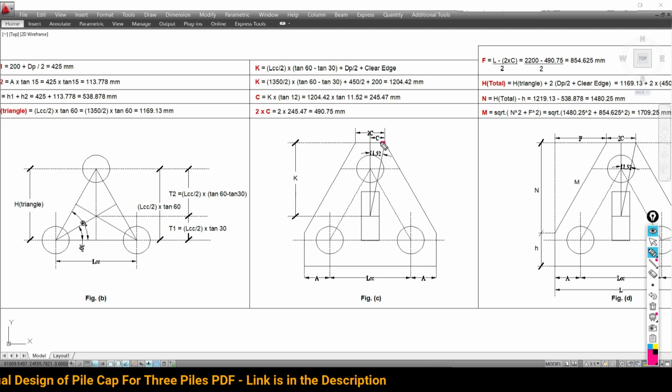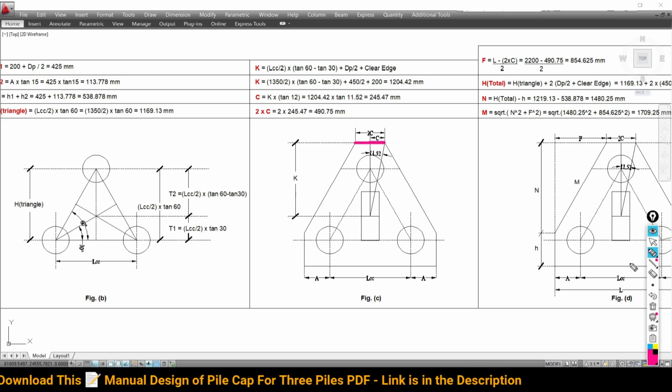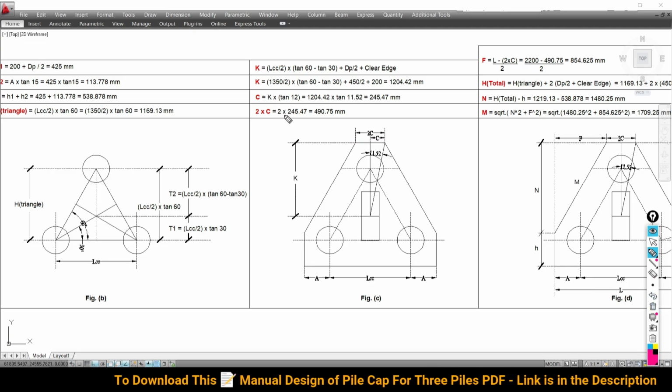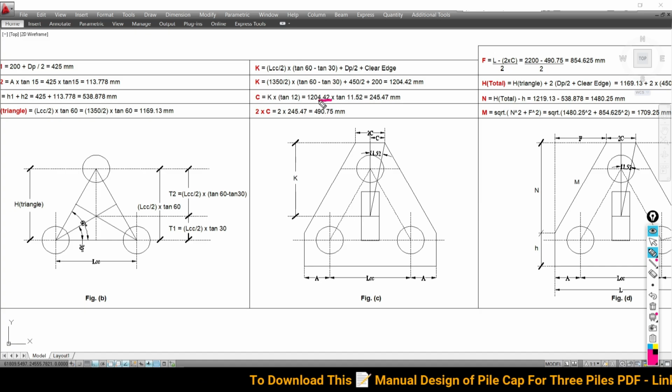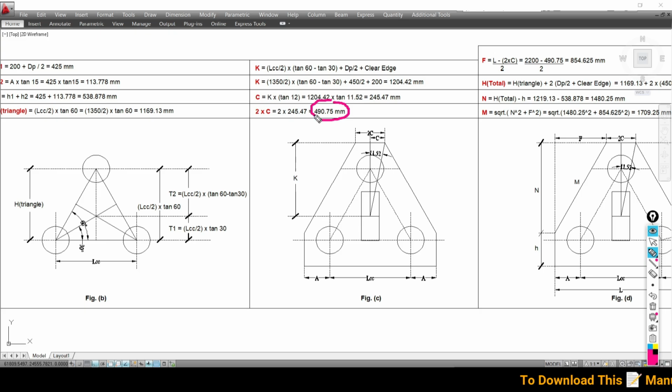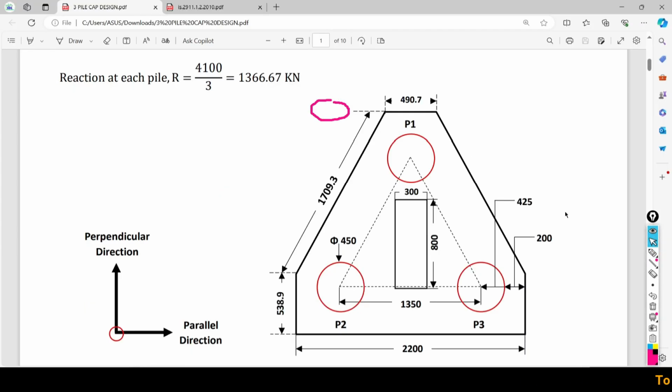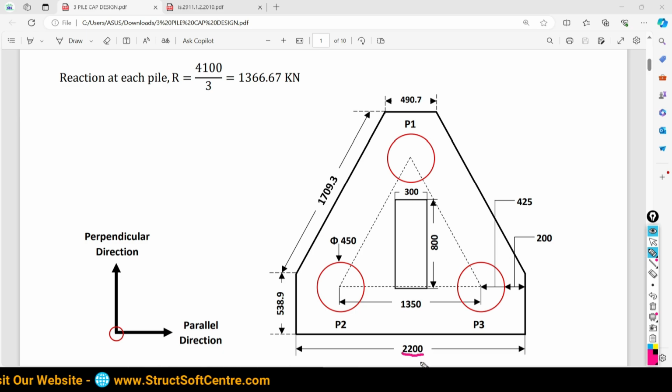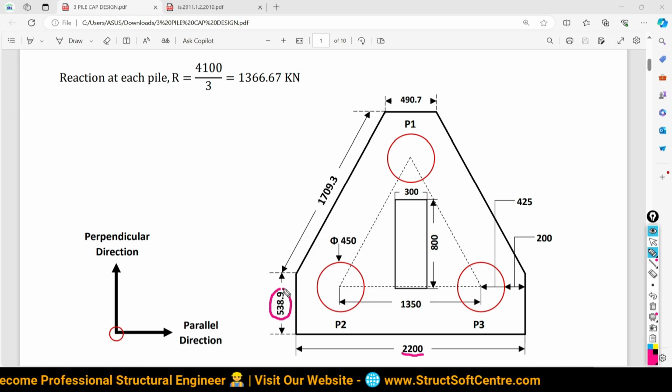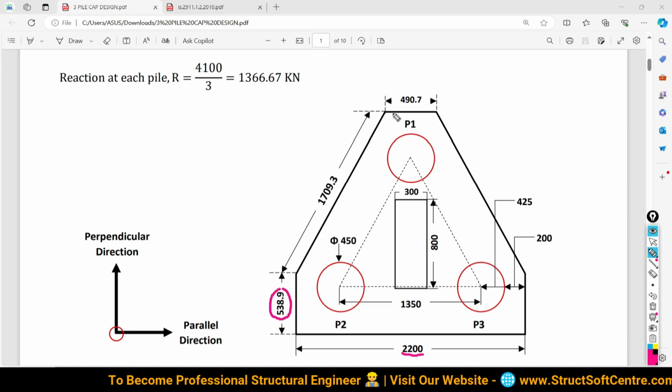Now the total edge distance is nothing but twice this C, so 2C. 2 times 245.47 becomes 490.75 in mm. So this value we are going to put in our calculation as 490.7. Up to now we have calculated the base edge as 2200 mm and the side edge as 538.9 mm. We have also calculated the top edge as 490.7.